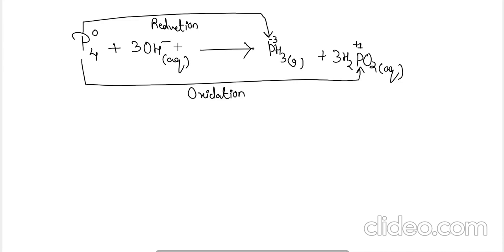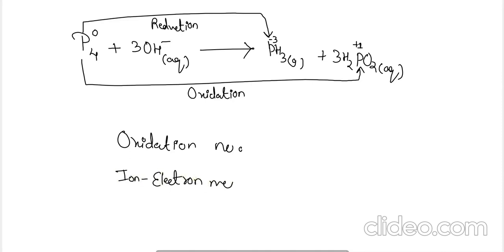In the next class we are going to see the balancing of the chemical equation on the basis of the redox reaction. There are two different methods. The first method is the oxidation number method, and the second method is the ion electron method, also termed the half equation method.